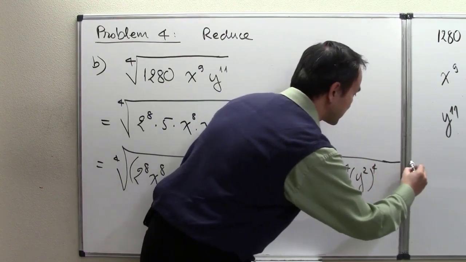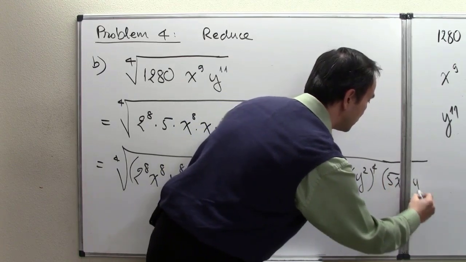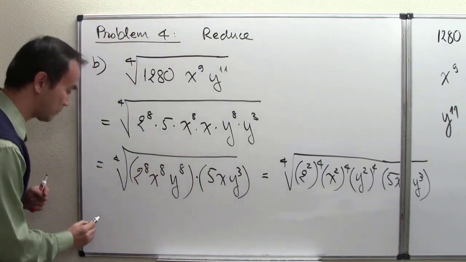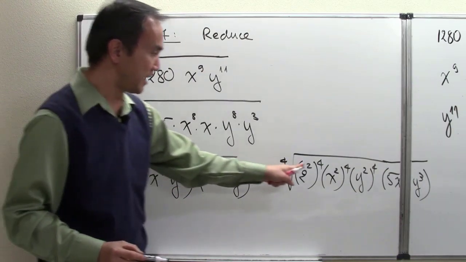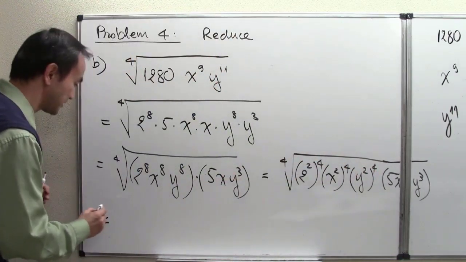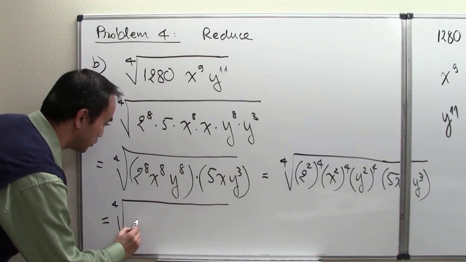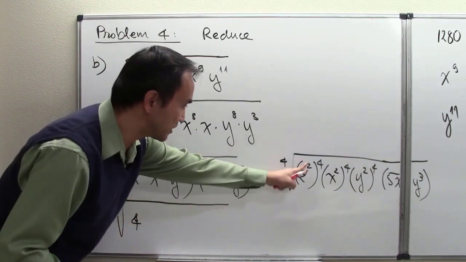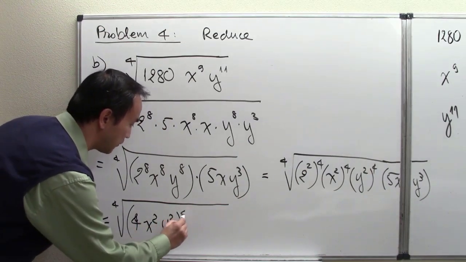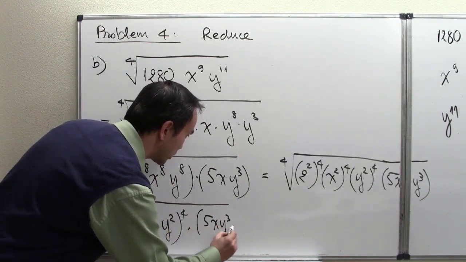And then continuing inside our root right here, we got 5x y cubed. All right. And so now one more step. I'm seeing that now we have all displaying power of 4, power of 4, and power of 4. So inside of the fourth root, now I have 2 squared is a 4. 2 squared is a 4. I have 4x squared, y squared, all to the 4th power.